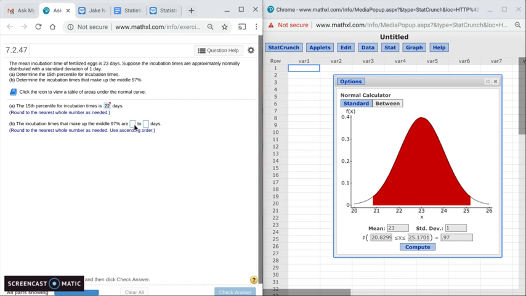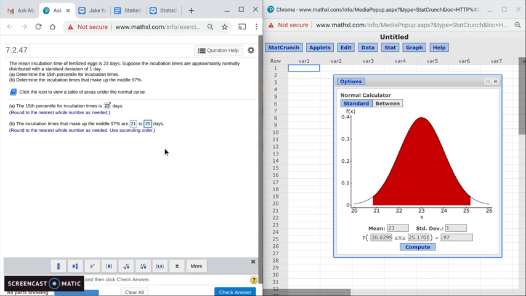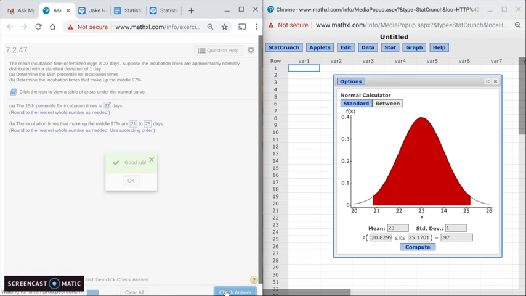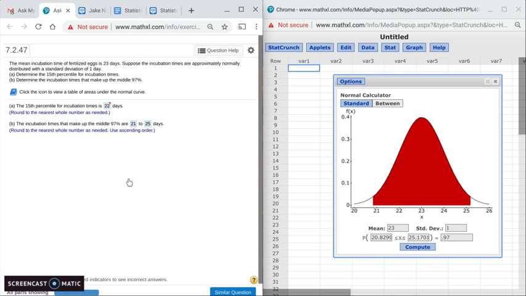And so again, it says round to the nearest whole number. That would be 21 and just 25. So I hope that helps a little bit on this, how to use the normal curve calculator to tackle some of these questions.